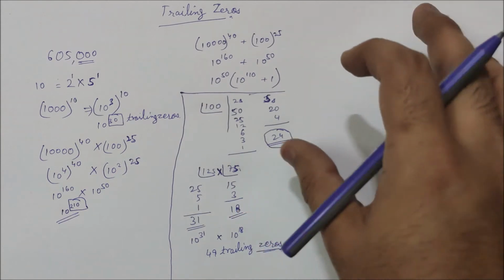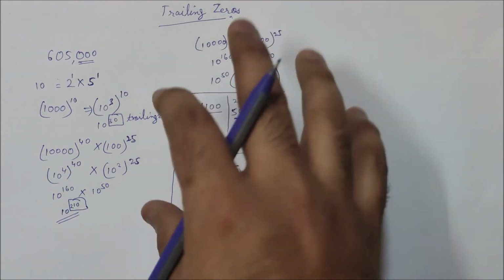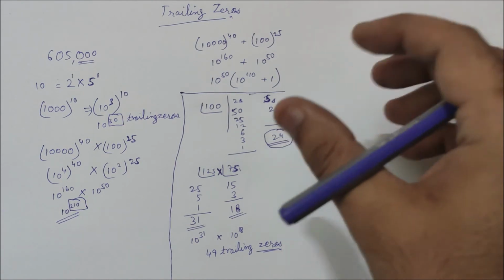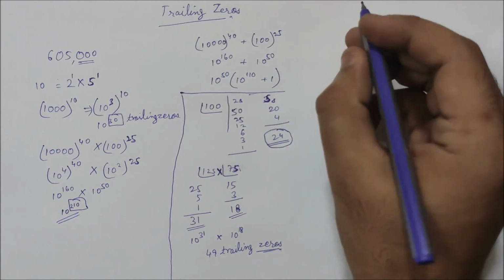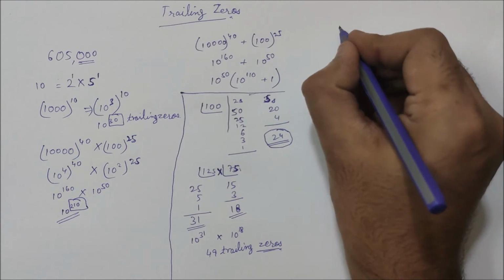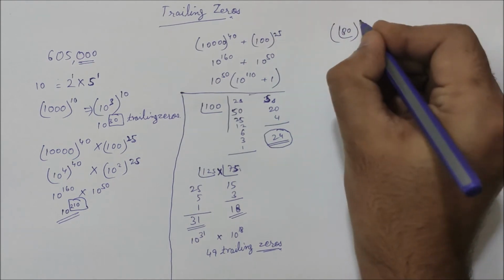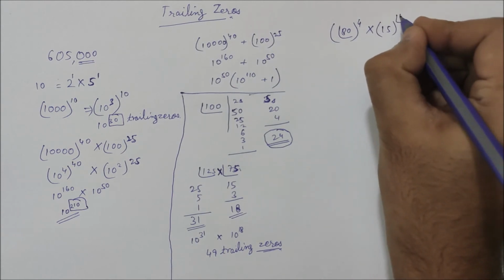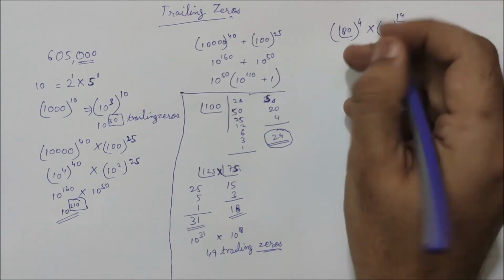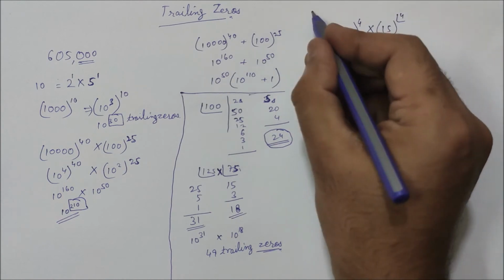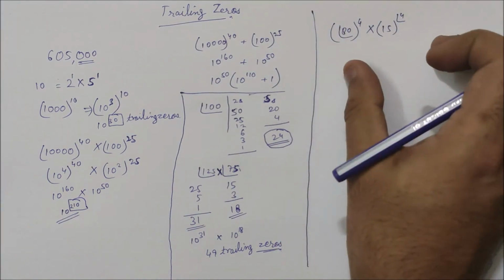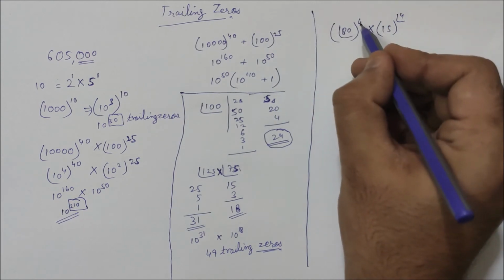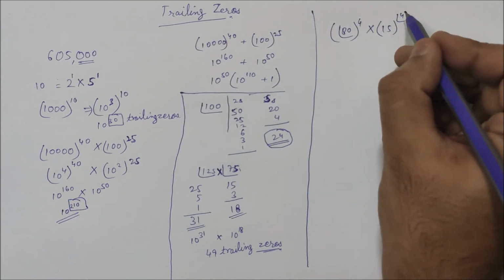Let's do one more question based on a combination of factorials and numbers, and try to find out the number of trailing zeros, and then we'll wind up this video lecture. So let's take an example: factorial 80 raised to the power of 4 multiplied by 15 raised to the power of factorial 4. I need to find out the number of trailing zeros present in this expression.